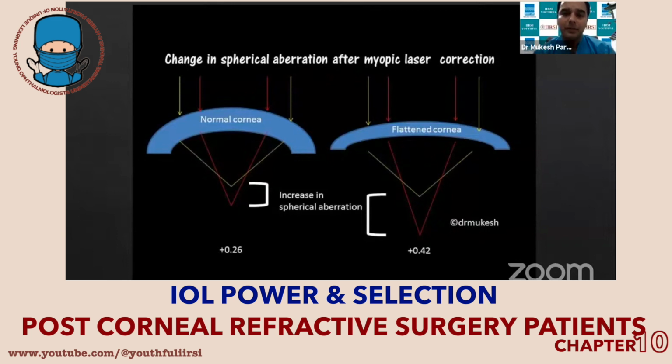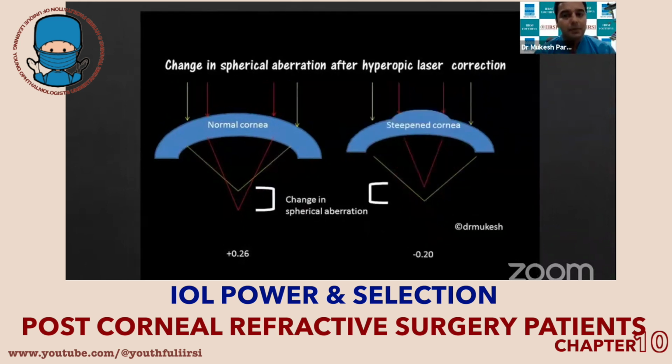What happens in myopic LASIK? We are flattening the cornea. As you are flattening the cornea, we see that there is a lot of increase in the spherical aberration. The spherical aberration, which was 0.26 earlier, might jump to 0.42 depending on the magnitude of the ablation that we have done.